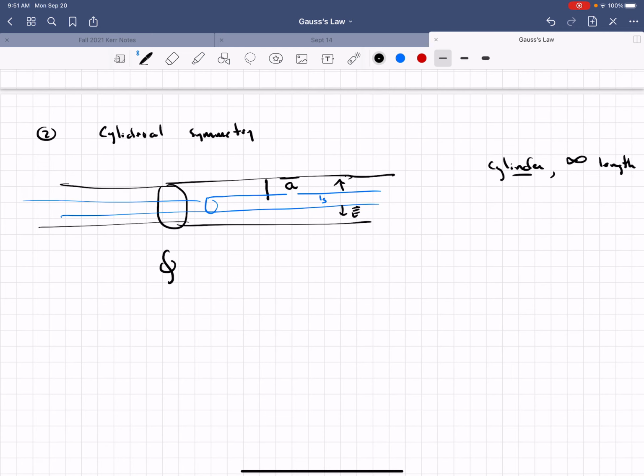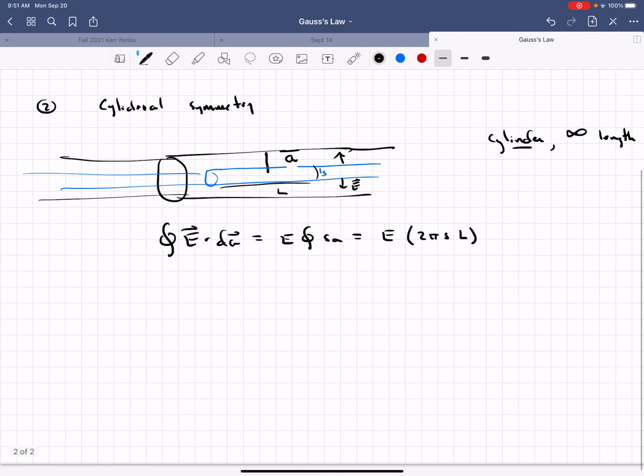So when I go to compute the flux, I can again pull the electric field out, and I'm interested in the surface area of the cylinder. For a cylinder, the surface area would be 2 pi times s times some length L. Now, in principle, because the cylinder has an infinite length, this L would technically be infinity. So what I might be thinking about here is some limit where L goes to infinity.